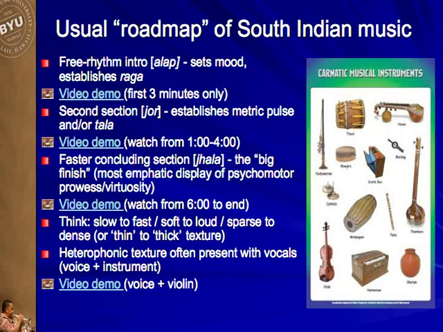Next, we're going to see the second typical section of South Indian traditional music, the jor, which establishes the metric pulse, or the tala, rhythmic pattern. And we're going to watch from about 1 minute to 4 minutes, about 3 minutes total of this particular excerpt, to see how the mridangam drum is in at that point, establishing the rhythm pattern. And we also get to see a flute player and violinist playing with the possibilities of that scale and getting a little bit more intense as they proceed.